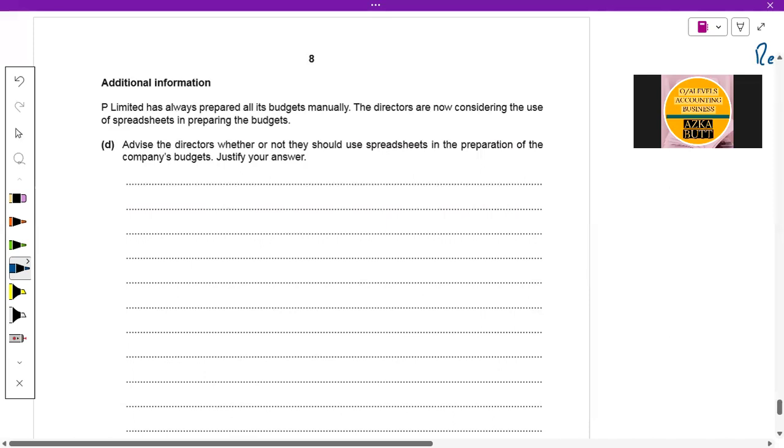And the second advantage would be that it is efficient and time saving. So spreadsheets can dramatically speed up the budgeting process once the formulas and templates are set up. They can be reused for future budgets, saving time. Changes to data or assumptions, for example sales volumes or cost rates, are updated automatically across the entire budget. This is especially helpful in large, complex budgets where manual calculations can be time consuming.